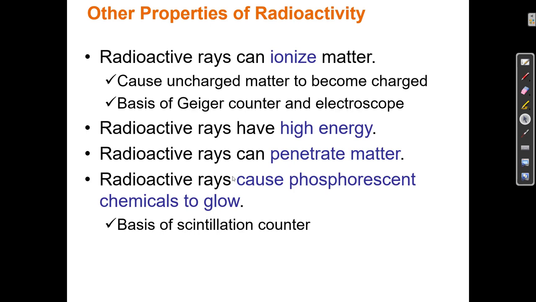Radioactive rays have high energy, they can penetrate matter, and radioactive rays cause phosphorescent chemicals to glow. So we can charge glow-in-the-dark stickers with a light bulb, visible electromagnetic radiation, or we can charge phosphorescent materials with radioactive rays, which are higher energy electromagnetic radiation. Remember, visible light and X-rays are really the same thing. It's just that visible light has less energy, and X-rays are electromagnetic waves with more energy.